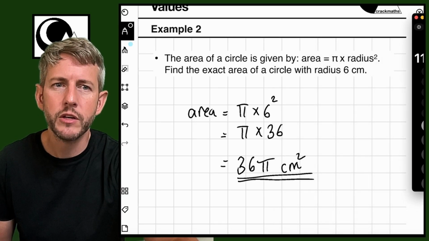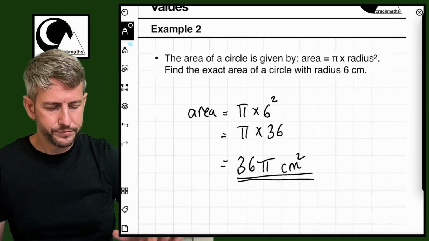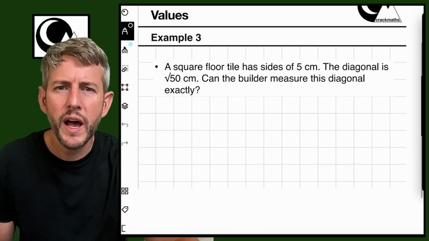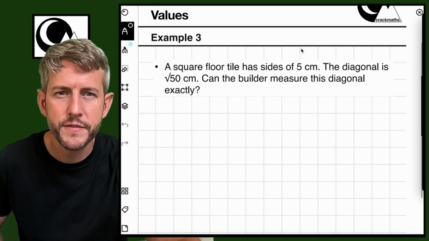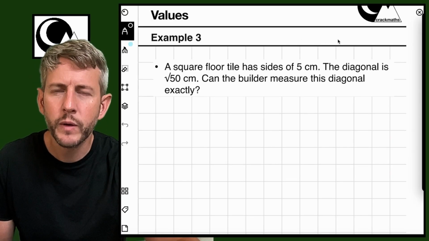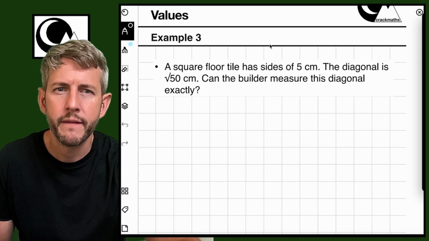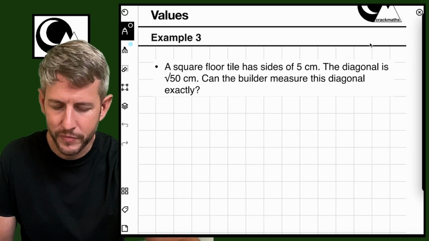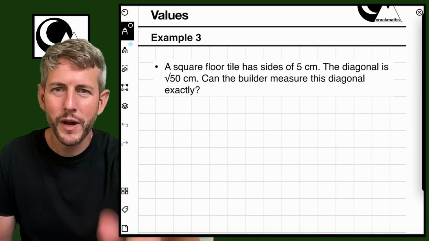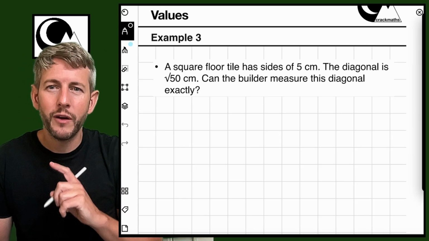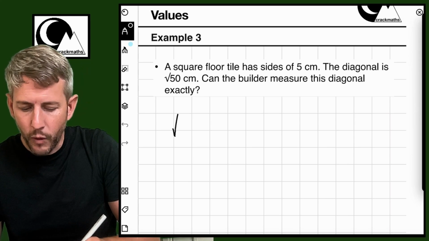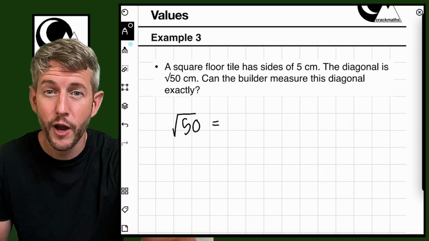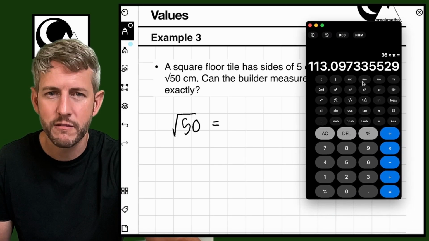Okay, right, let's have a look at example 3. And this says here, a square floor tile has sides 5 centimeters. The diagonal is root 50. Can the builder measure this diagonal exactly? Okay, well, there's only one way to find out. We need to work out what the square root of 50 is. Now, 50 isn't a square number, so I'm going to say no, and I'm going to hedge my bets that this is an irrational number.